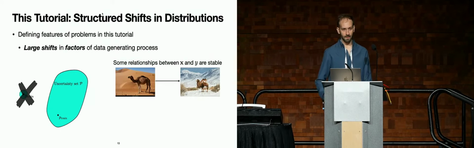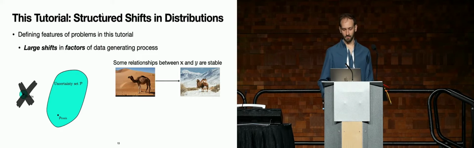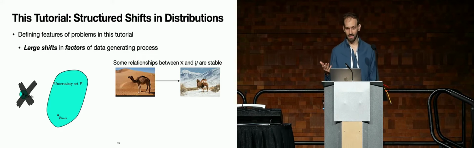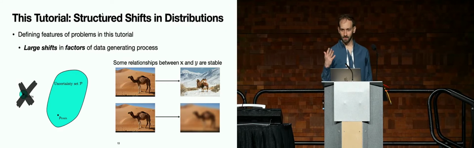So what that means, concretely, is that some relationships between the features and the label will stay fixed. So for instance here, we can change the background of images that we observe, but the correlation between the shape of the camel and the label, which here is camel, will stay fixed across all of the types of shifts we'll consider. And this is in contrast to things like blurring an image, where blurring an image actually changes the relationship of all the features with the label. So this is not the case for today.